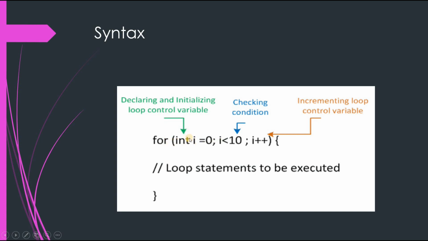That is the initiation of the variable. Then the condition, i less than 10. That is the condition. Then the increment. Here i plus plus. i plus plus means i is equal to i plus 1. Here i will increase by 1. That's why we are putting double plus. So we can put i is equal to i plus 1 here instead of i plus plus. So that is the for loop syntax.